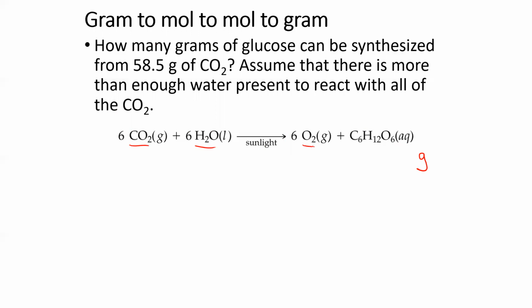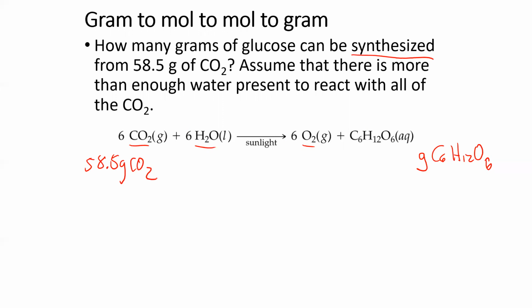By default, C6H12O6 has to be glucose, okay? And it also tells you it's being synthesized, right? So how many grams of glucose can be synthesized from 58.5 grams of CO2? So I'm given 58.5 grams of CO2.